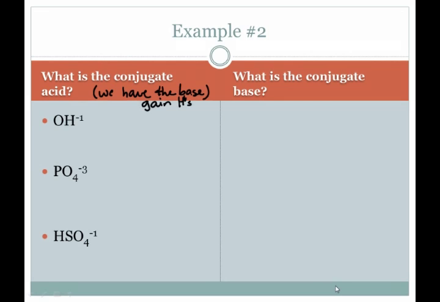OH- has a negative charge. If I add an H+ to it, that negative goes away and becomes neutral, and I make HOH, which is also water. If I add an H+ to PO4 -3, the phosphate ion, I get HPO4, and now my negative has become -2, because it's like I took the -3 and just added +1 to it. HSO4 -1 becomes H2SO4.